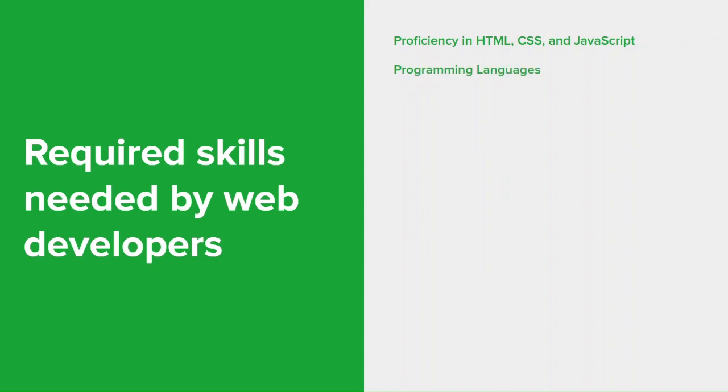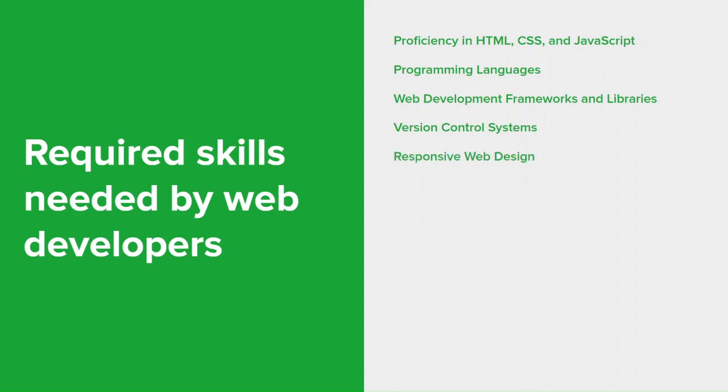Apart from JavaScript, though, familiarity with programming languages like Python, PHP, Ruby, or Java can be advantageous, depending on the project requirements. Knowledge of popular web development frameworks and libraries like React, Angular, Vue.js, jQuery, or Bootstrap can significantly enhance a developer's efficiency and productivity. Proficiency in using version control systems like Git allows developers to track changes, collaborate with others, and easily manage code repositories as well. Web developers should be well versed in creating responsive websites that adapt to different screen sizes and devices, ensuring a consistent user experience across platforms.